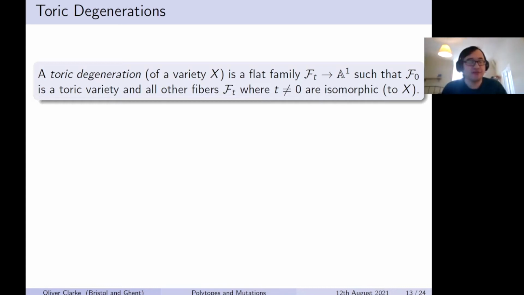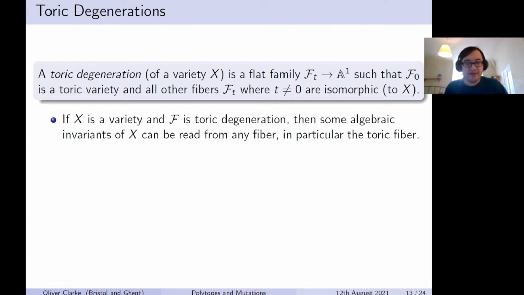Let's start with toric degenerations. If it's not familiar to you, a toric degeneration is a flat family over the affine line, such that one of the fibers is a toric variety and all of the other fibers are isomorphic. If they're isomorphic to some given variety X, then we say that this is a toric degeneration of X to that toric variety. Why is this a useful notion? If I take a variety X and a toric degeneration, then if I want to study particular algebraic invariants of X, it's possible to do so over any fiber. In particular, I can choose the toric fiber.